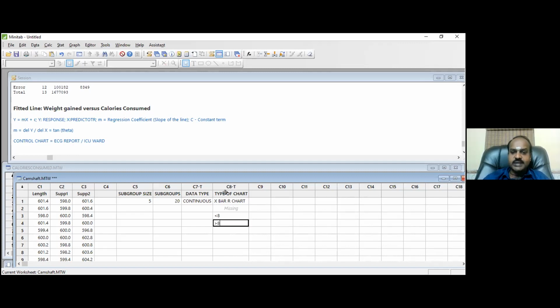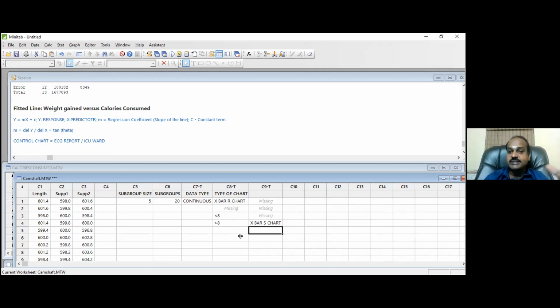When subgroup size is more than 8, I will suggest you use the X bar S chart. Do you know the difference between R and S? R means range. S means standard deviation. Why should you use range? When you have less data, use range to understand the variation. When you have more than 8, use standard deviation to understand the variation. Do you understand? When subgroup size is equal to 1, you must use a chart called the IMR chart, where MR means moving range. Now I should use the X bar R chart only. Am I correct?